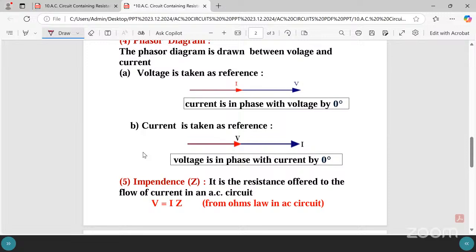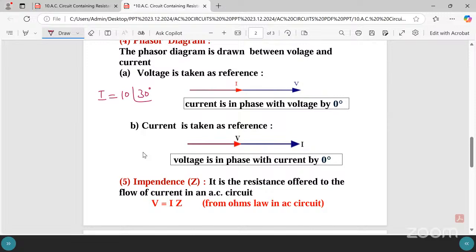So what is a phasor? A phasor has a magnitude and rotates in the anti-clockwise direction. That is called a phasor. It is drawn on the x and y axes. For example, if you take a current equal to 10 at 30 degrees, draw the phasor diagram.